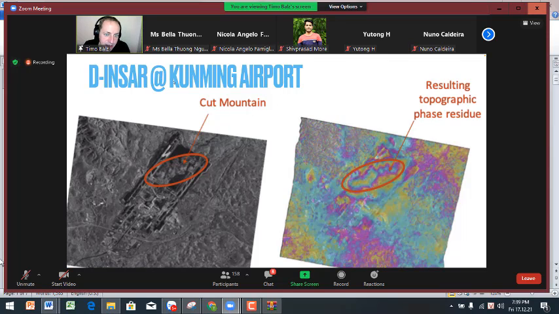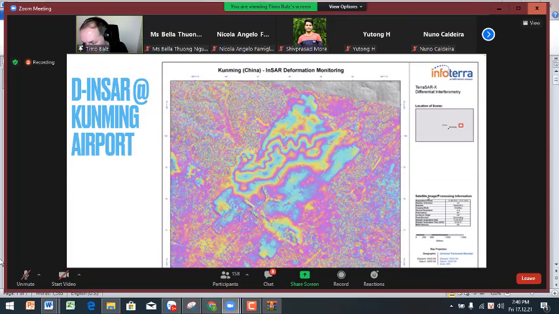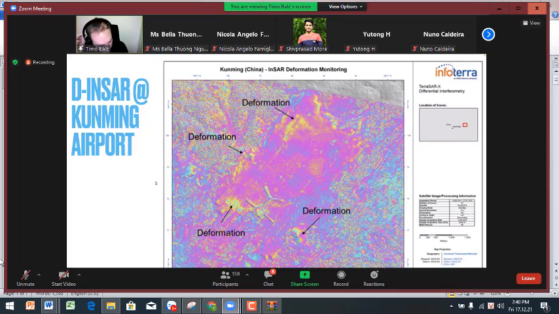Now the solution to that is, you see that here, this is the DEM error, right here. Shown that mostly you see the phase from the DEM error. The solution to the problem was making a new DEM, right, using InSAR to make a new DEM, and then use that new DEM to remove the simulated topographic phase. Then you can see the deformation much more clearly.